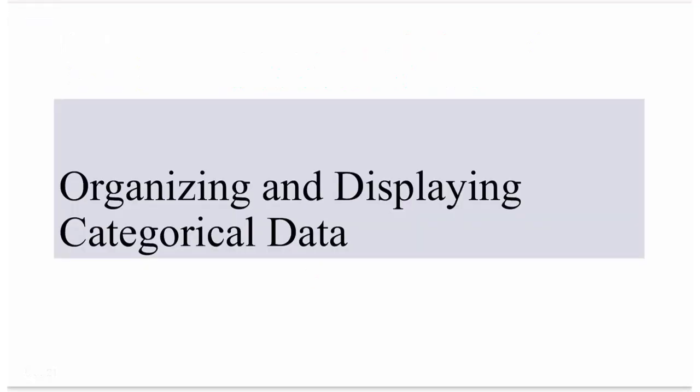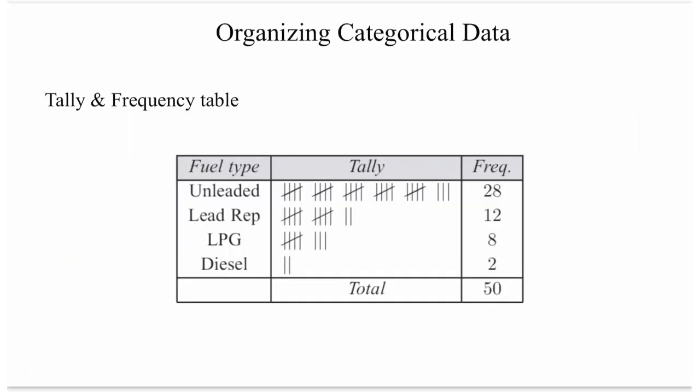Next up, organizing and displaying categorical data. You can organize categorical data a few different ways. A common one is what's called a tally and frequency table, where you put your categories, in this case your fuel type. You can make an extra column for your tally marks, for example, if you were watching people at a gas station and tallying the type of fuel they choose for their vehicle. You add the tallies as you're observing, and then another column for the frequencies at the end.